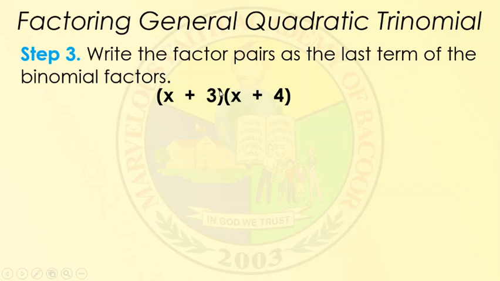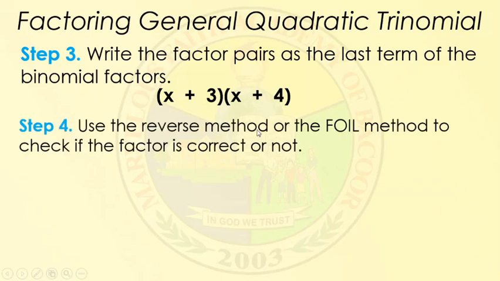And then, saan nang galing si 3 and 4? Yan po yung factor ng 12 natin. Okay po? Na kung saan kapag i-add mo yung factor ng 12, makukuha mo yung middle term natin. Okay? So, next step po tayo. Use the reverse method or the FOIL method to check if the factor is correct or not. Okay? So, anong ibig niyang sabihin? Gagamitin natin ngayon si FOIL method dito sa ating factored form kung tama nga ba yung ating sagot.